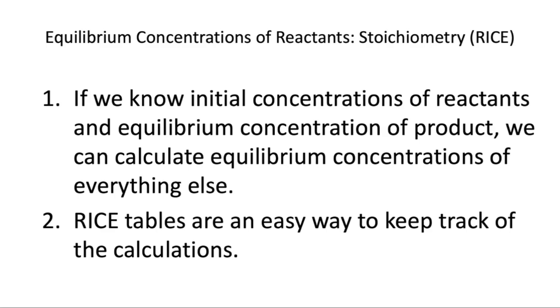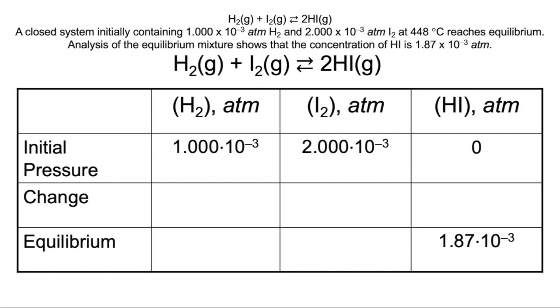Now, it turns out if we know the initial concentrations of reactants, which we just figured out doing our dilution calculation, and we know the equilibrium concentration of the product, which we just figured out using Beer's law, then we can calculate the equilibrium concentrations of everything else. We just use stoichiometry, and a RICE table is a nice way to keep track of everything. So I'll do a quick example. In this case, we have a closed system.